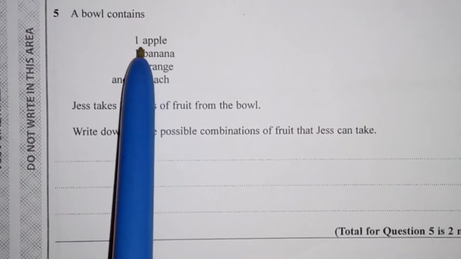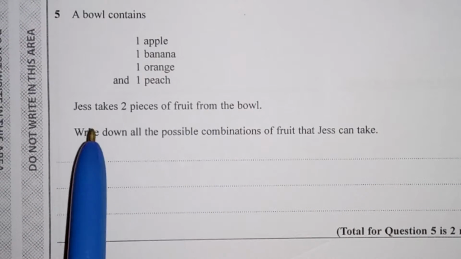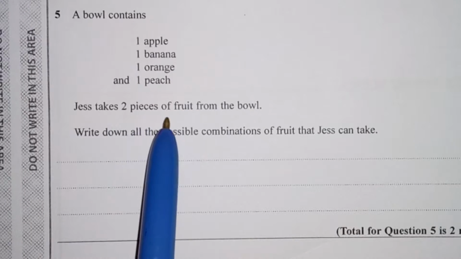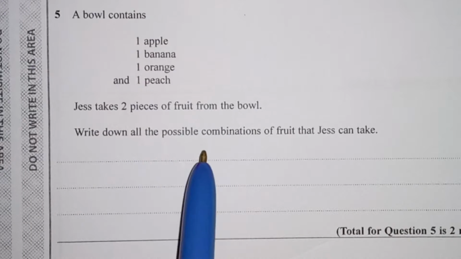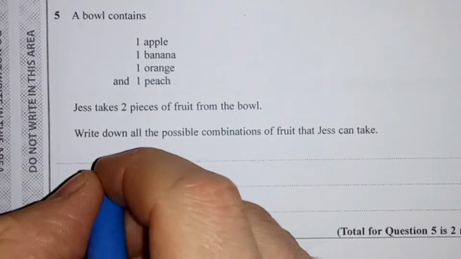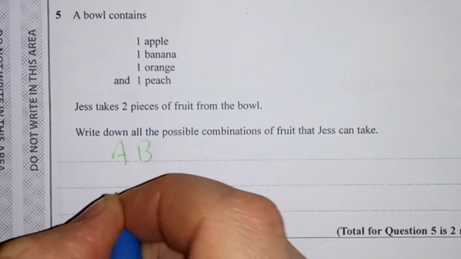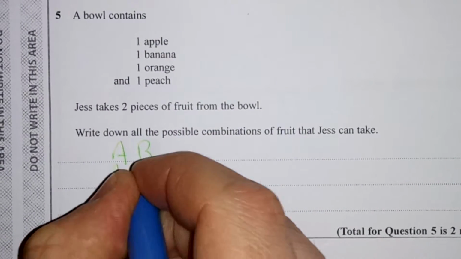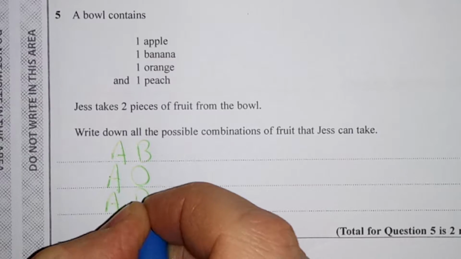Right, a bowl contains 1 apple, 1 banana, 1 orange, 1 peach. Jess takes 2 pieces of fruit from the bowl. Write down all the possible combinations of fruit Jess can take. Now I'm going to explain 2 ways to do it, but let's do it logically. Let's start with an apple. So I can have an apple and a banana. I can have an apple and an orange. I have an apple and a peach.